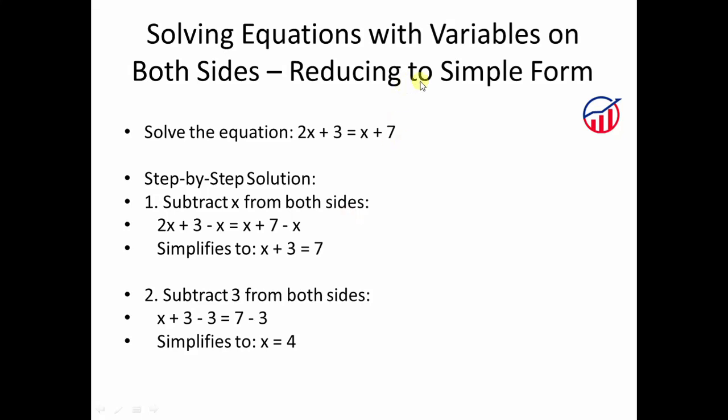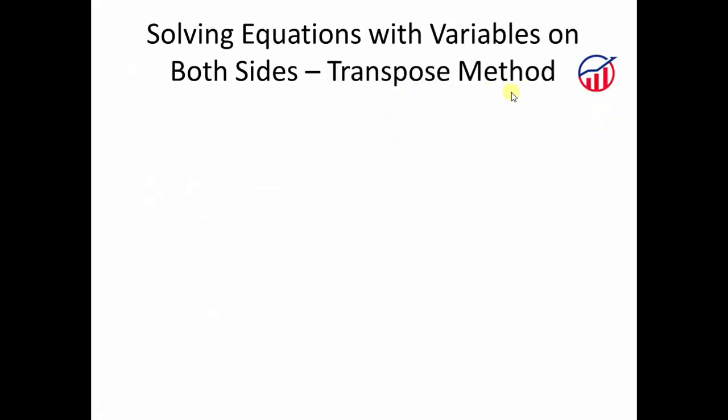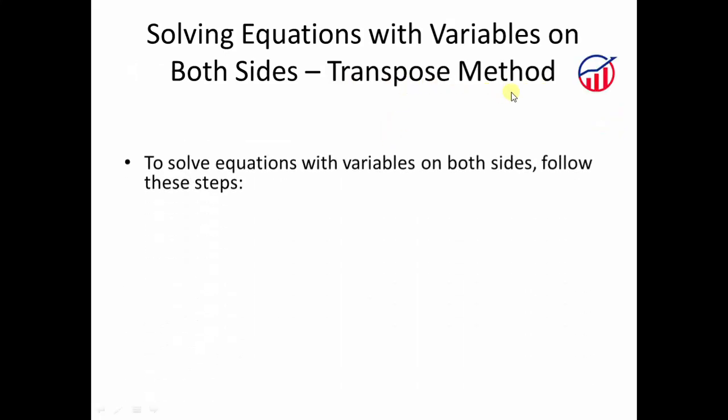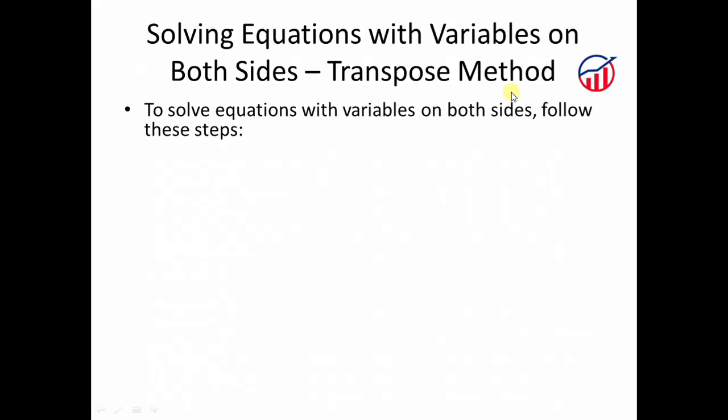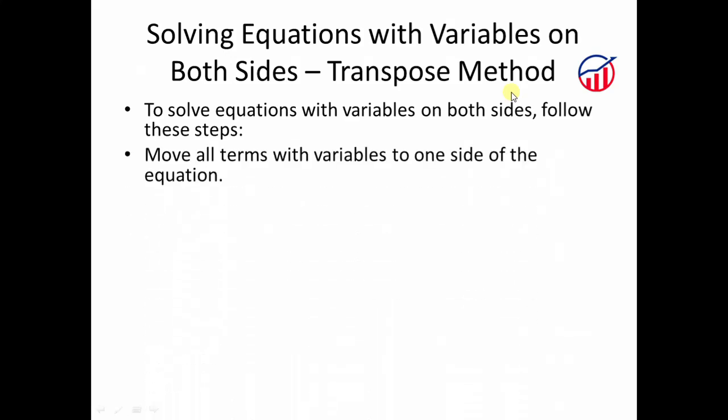So this is called the reducing to simple form. Now let's check the same example with the transpose method. So typically when you solve equations, you use the transpose method because that is what is used. It's faster, it's quicker, and it is easier. So what are the steps to go about it?